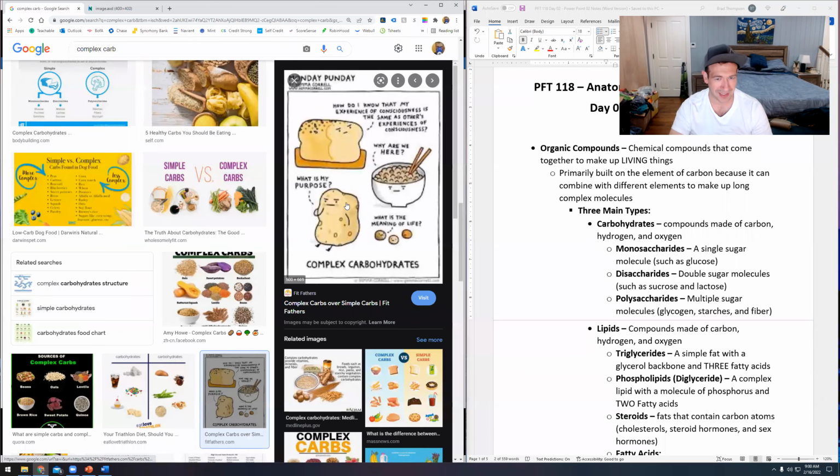What is this grumpy potato here? Oh, it's a complex carb. He's thinking about the complex things of life. It's so stupid, but I love it.